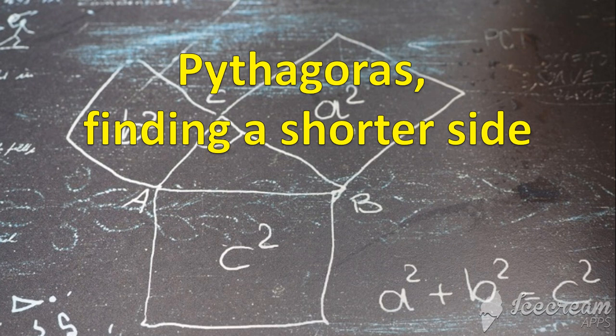Hi, this is our second video on trigonometry and our second video on Pythagoras. But in this video, we're going to learn how to find a shorter side in a right angle triangle.